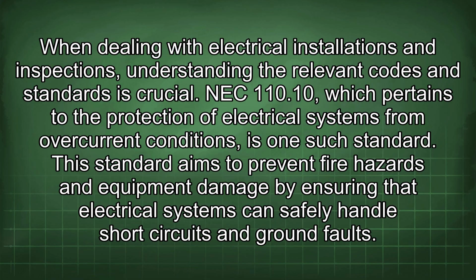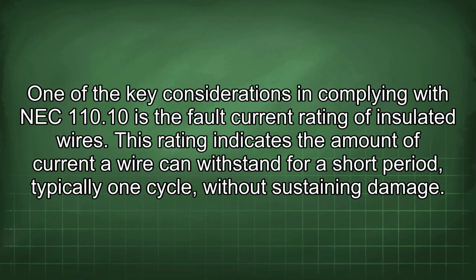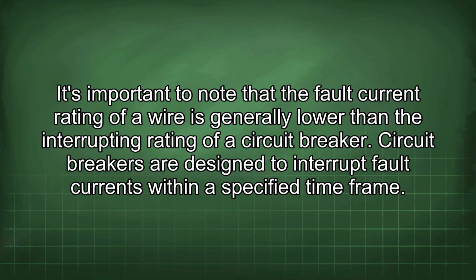NEC 110.10, which pertains to the protection of electrical systems from overcurrent conditions, is one such standard. This standard aims to prevent fire hazards and equipment damage by ensuring that electrical systems can safely handle short circuits and ground faults. One of the key considerations in complying with NEC 110.10 is the fault current rating of insulated wires. This rating indicates the amount of current a wire can withstand for a short period, typically one cycle, without sustaining damage. It's important to note that the fault current rating of a wire is generally lower than the interrupting rating of a circuit breaker.